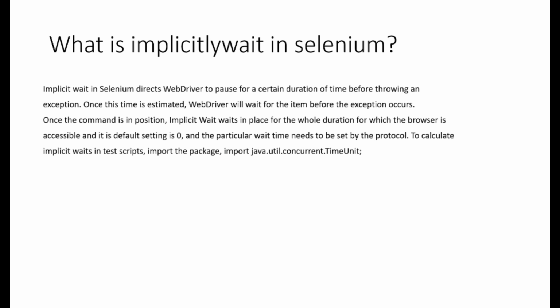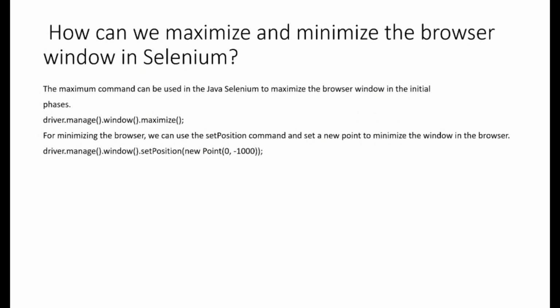What is implicit wait? Implicit wait in Selenium directs WebDriver to pause for a certain duration of time before throwing an exception. Once this time is set, WebDriver will wait for the element before the exception occurs. Once the command is in place, implicit wait stays in place for the whole duration for which the browser is accessible. Its default setting is 0 and the particular wait time needs to be set by the protocol. To use implicit wait, you need to import the package java.util.concurrent.TimeUnit.